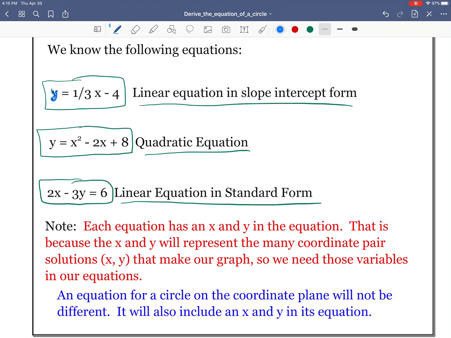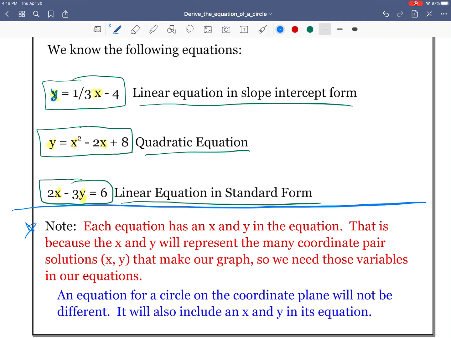What I want you to notice is that for each of these equations, we have an x and a y. In fact, in our quadratic, we have an x squared and an x. But in each equation, we have an x and a y. So we are used to seeing x's and y's in the equations that we deal with. That's because the x and y are going to represent many coordinates, x and y, that make up the graph. So we need those variables in the equation.